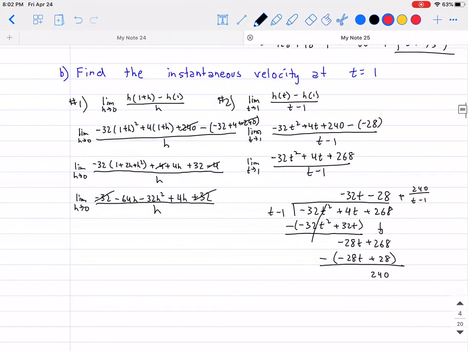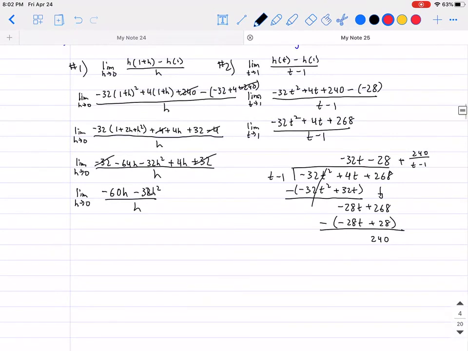Okay, and I know this is working out because I noticed the negative 32 and the positive 32 cancel each other out. So let's see here, limit as h approaches 0 of 64h negative, and then plus 4. So that's going to give me a negative 60h, and then minus 32h squared, all divided by h. Bear with me, it looks like we're almost done.